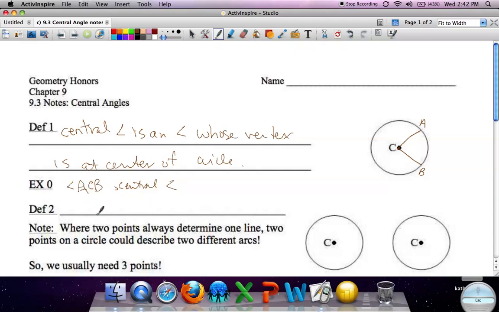Okay, definition number 2. An arc is a piece of a circle. We've already done a little work with arcs last chapter, in chapter 11. An arc is a piece of the outside of the circle. So actually it's a piece of the circumference of a circle.